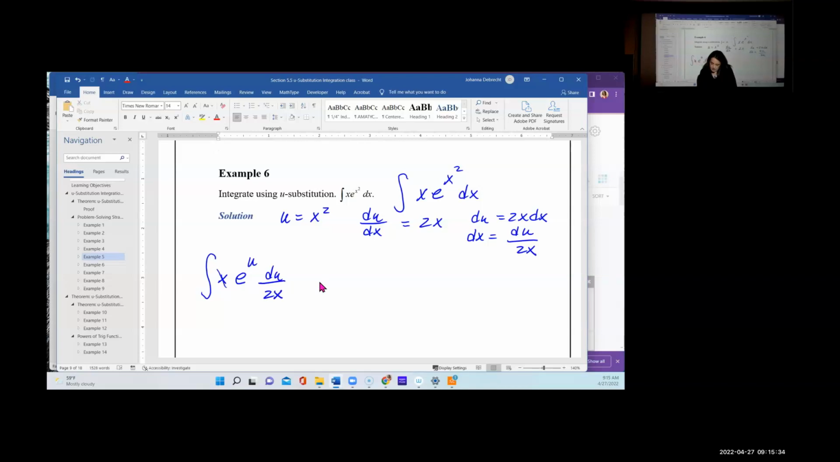That means that the x's will cancel, and we'll be left with the 1/2. The 1/2 can be brought outside of the integral because it's a constant. And we have the integral of e to the u du, which just becomes e to the u. Then we return back to the original expression for u so we can get back to x, which would be 1/2 e to the x squared plus c.